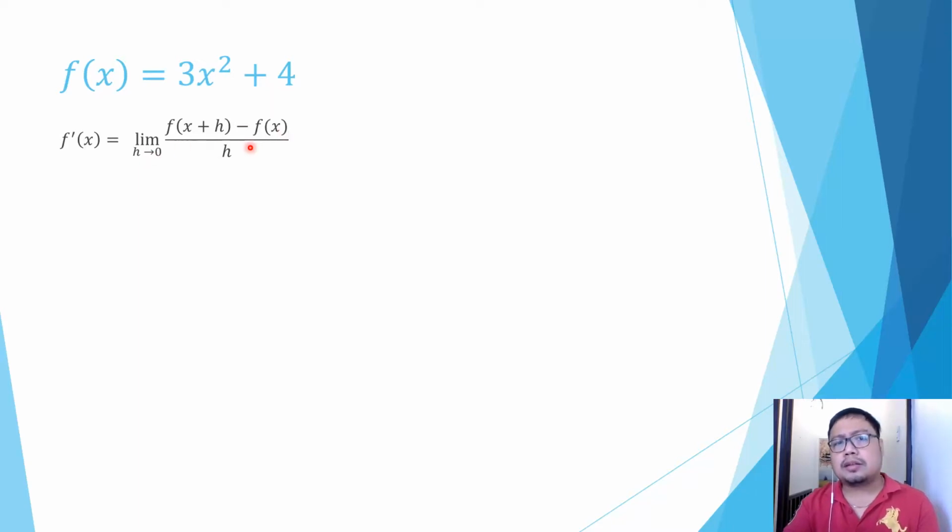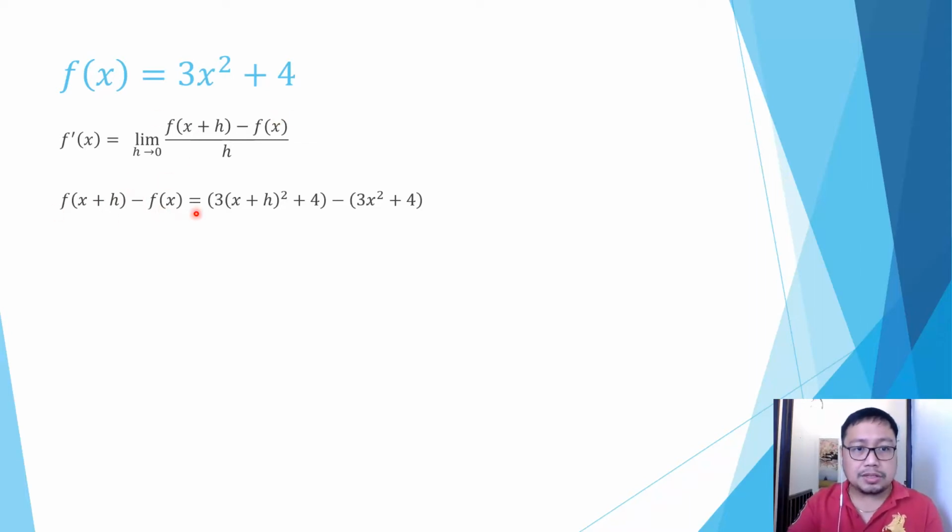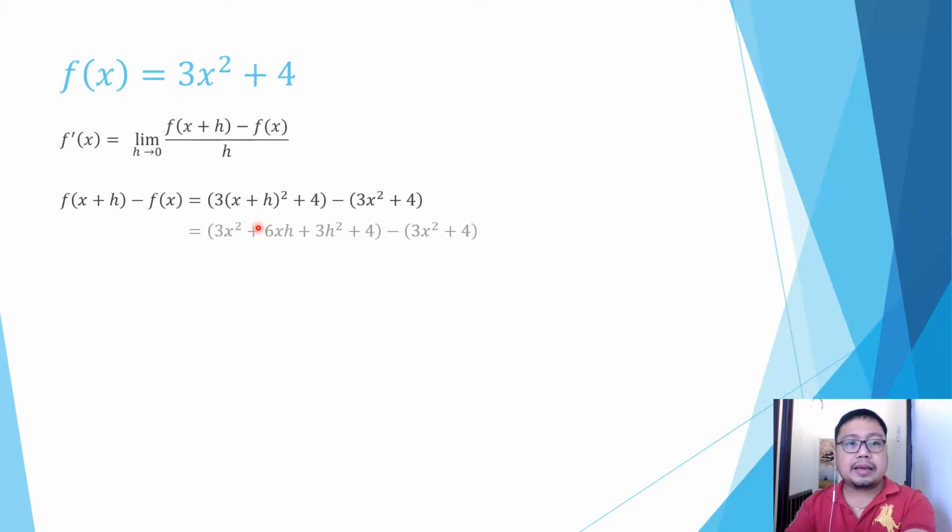Now, to start solving this problem using the limit definition, let's work out our numerator first. Our numerator equals 3 times x plus h squared plus 4. Where does this come from? We substitute x plus h into our function, then minus our function f of x, 3x squared plus 4. Expanding x plus h squared multiplied by 3 gives us 3x squared plus 6xh plus 3h squared plus 4, minus the same, 3x squared plus 4.